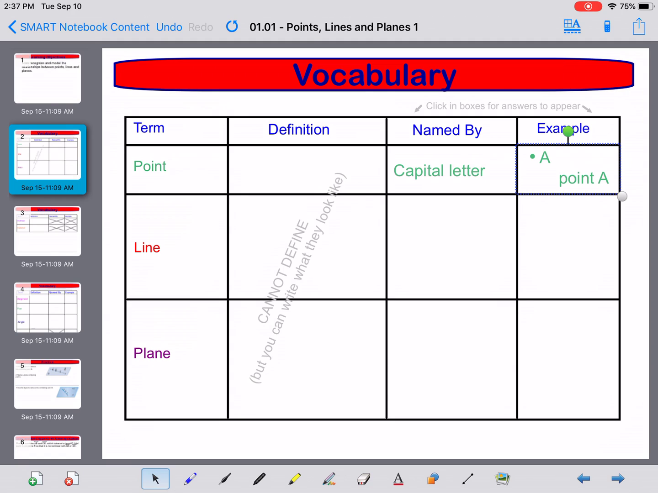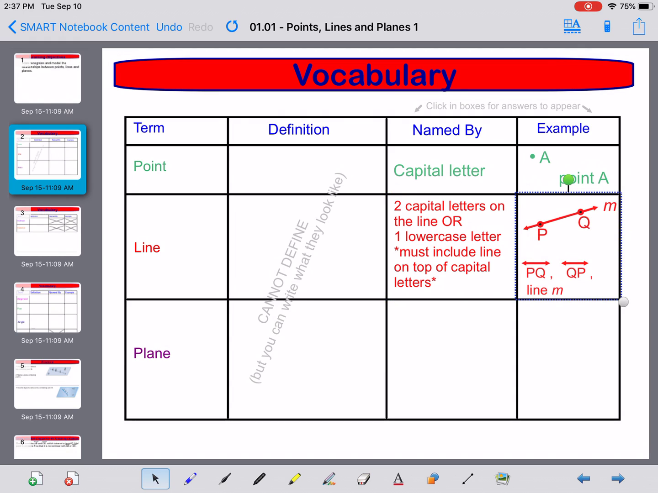A line. A line is always defined by 2 points. 2 points always make a line, and if you're doing it through points, that means it's 2 capital letters. Or if you define the line with a single letter, it's going to be a lowercase, usually italicized, and that's the representation here. So you can call this line PQ, QP, or also line M. It's usually going to be at one of the ends of the line to represent what it is.